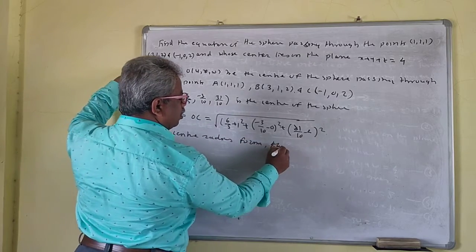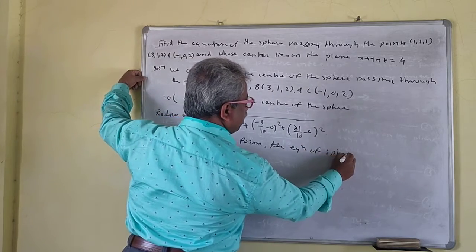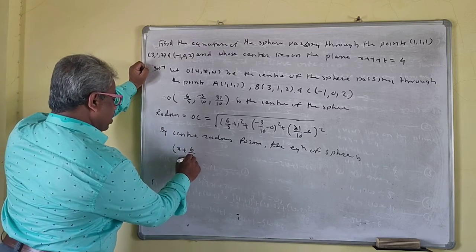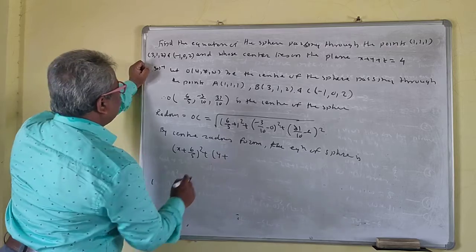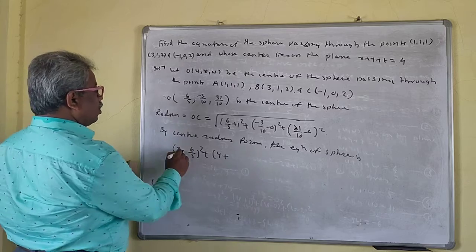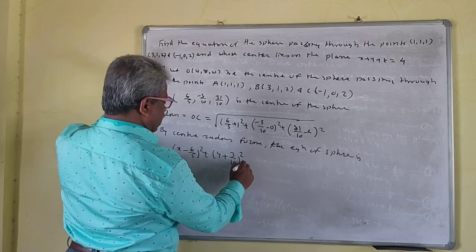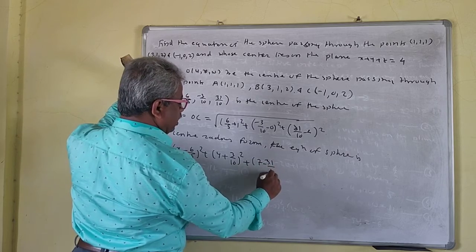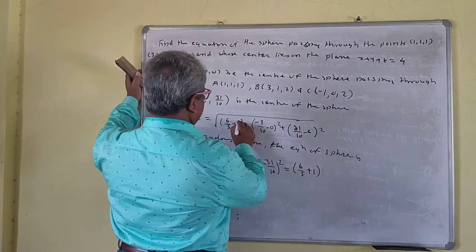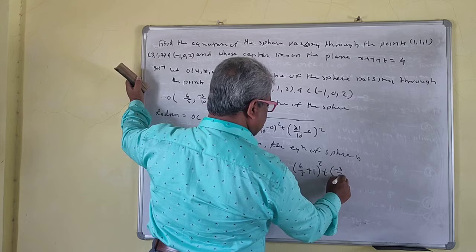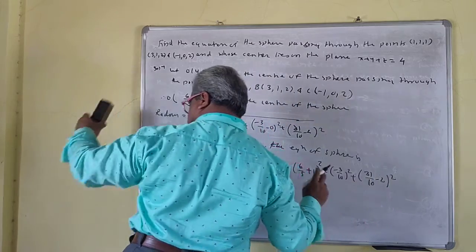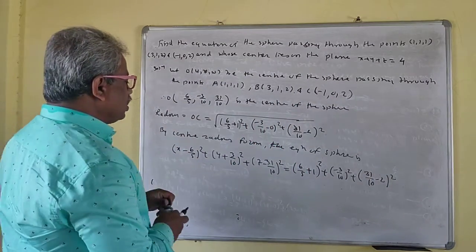the equation of the sphere is (x plus 6 by 5) bracket square, plus (y plus 3 by 10) bracket square, plus (z minus 31 by 10) bracket square is equal to (6 by 5 plus 1) bracket square plus (minus 3 by 10) square plus (31 by 10 minus 2) bracket square. Okay, so now just simplify this.